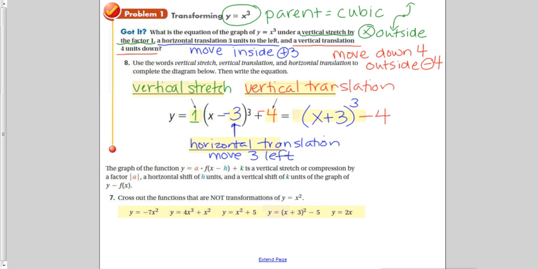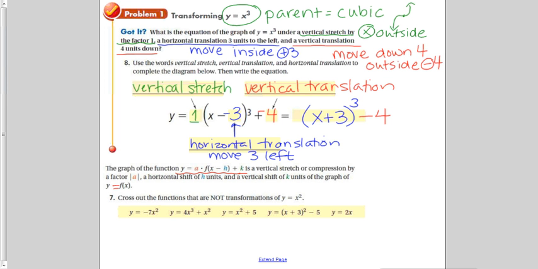All right, and then we do a little summary down here. The graph of the function y equals a times f of x minus h plus k is a vertical stretch or compression by a factor of the absolute value of a. Remember that if a were negative, then that would make a flip. So the absolute value of a tells you how much you stretch it. A horizontal shift of h units, because you're going to move h units to the right, and a vertical shift of k units. So that means you're going to move up k from the original graph of y equals f of x.